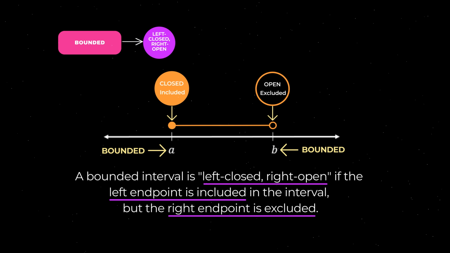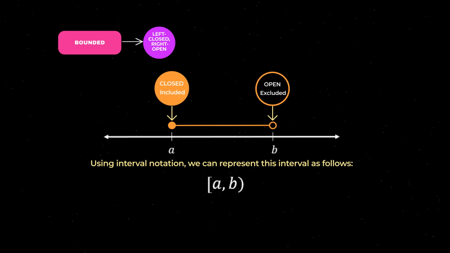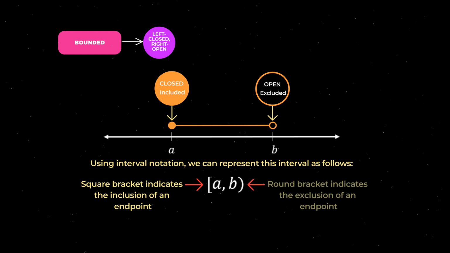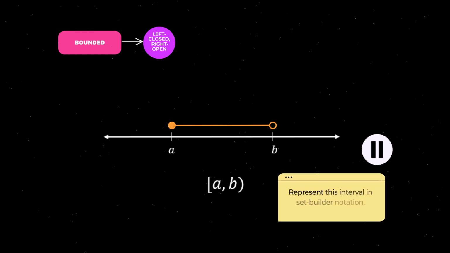Using interval notation, we can represent this interval as follows, where the square bracket on the left is used to indicate the inclusion of the left endpoint, and the round bracket on the right is used to indicate the exclusion of the right endpoint. As a review exercise, pause this video and try to represent this interval in set builder notation, and when you have finished, press play and I will go through the solution.